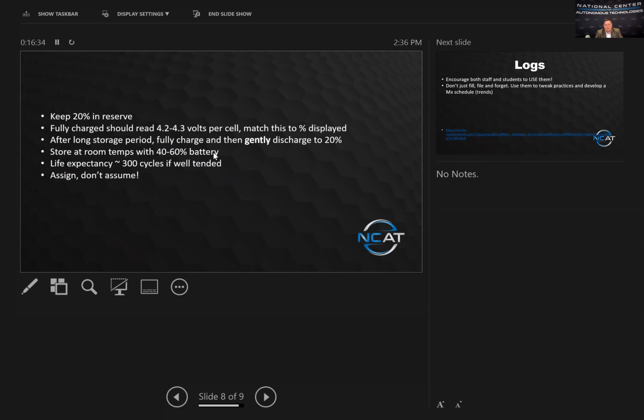Life expectancy for a lot of these batteries, you're looking about 300 cycles. But that's making sure that you go through and do all the steps to really prolong the life of that battery. There are some that you can get higher, you can get lower, but the rough life expectancy is about 300 cycles. And the last thing for us educators, assign, don't assume.